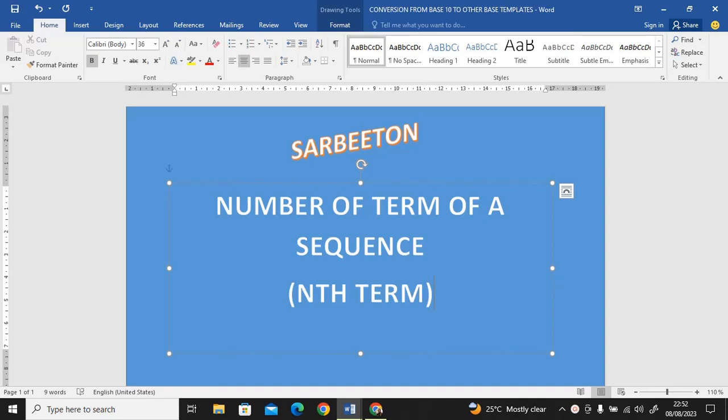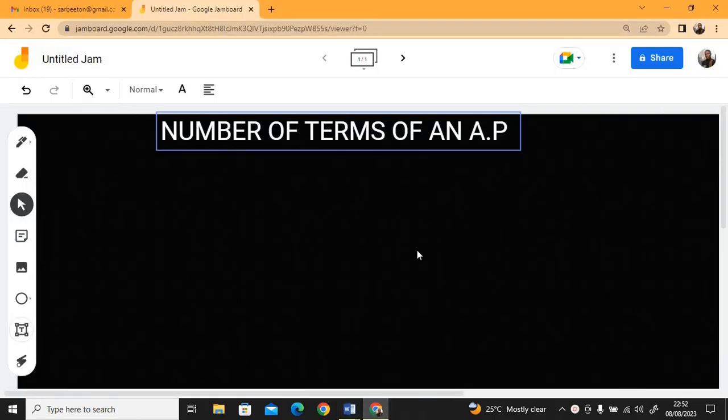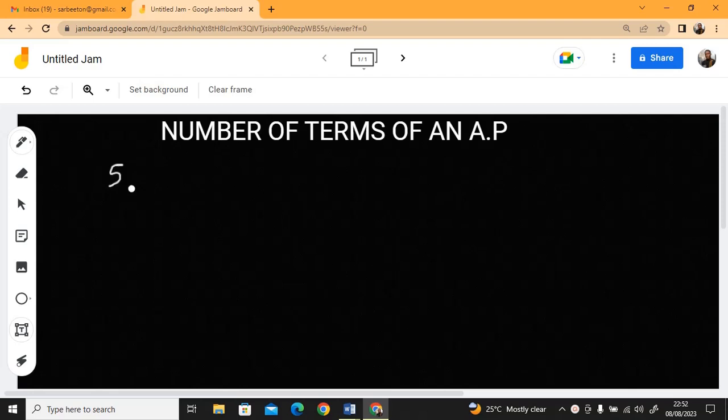Today we are going to go deep into solving for the number of terms of a sequence of an arithmetic progression. Now, in some cases, let's assume you are given a sequence of numbers, let's say 5, 10, 15, 20. Then I have to find the 20th term. That's what will the 20th number be?